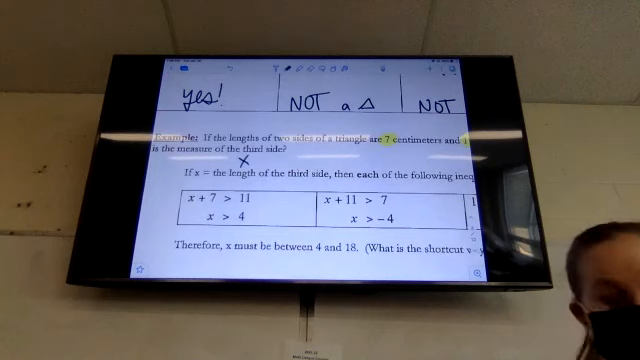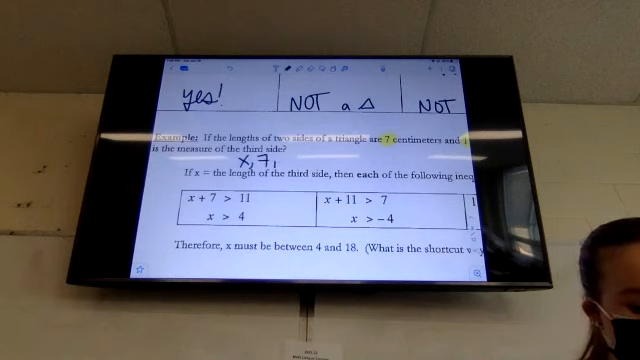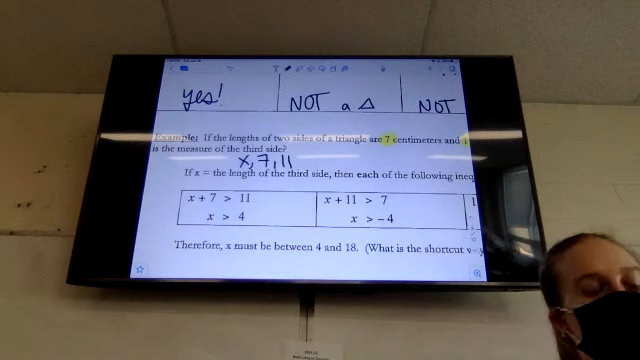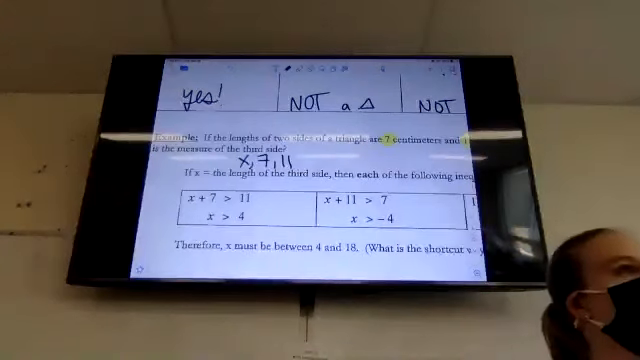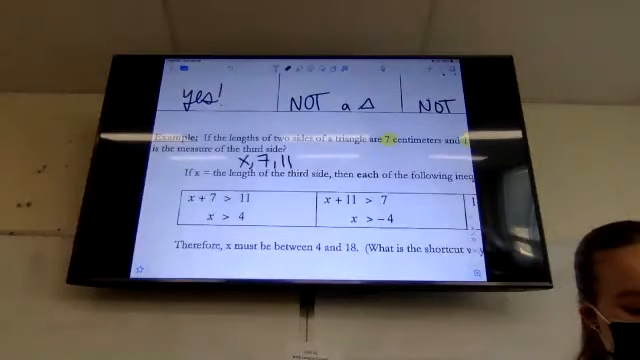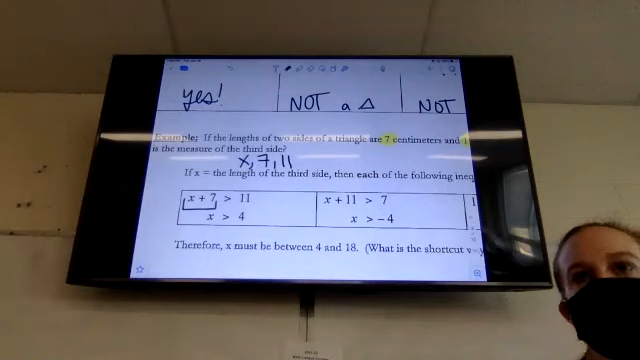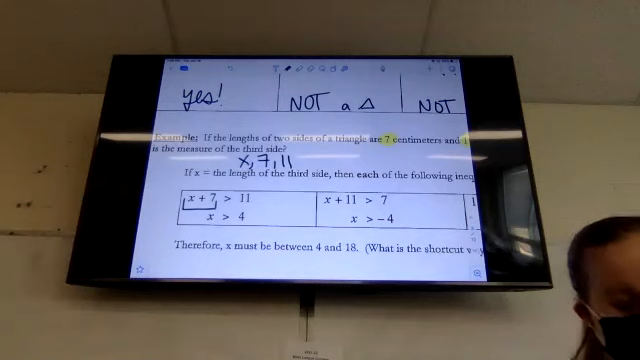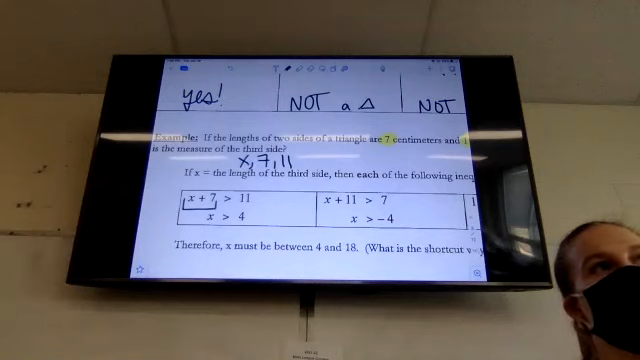X could be the smallest side. So we could do X and then 7 and then 11. So a small number and then 7 and 11. That means that the two smallest sides together would have to be greater than 11, which means that X has to be greater than 4. It cannot equal 4, but it can be bigger than 4.